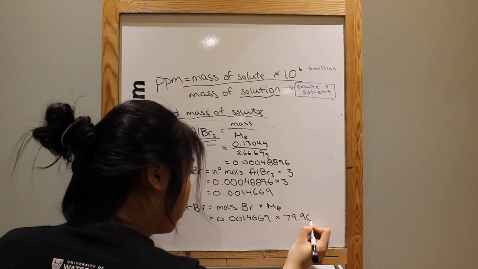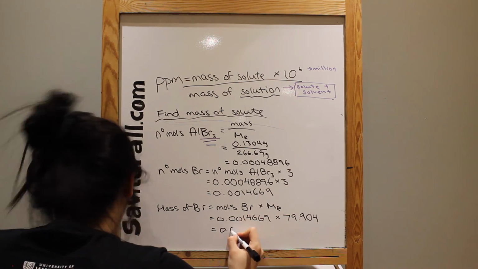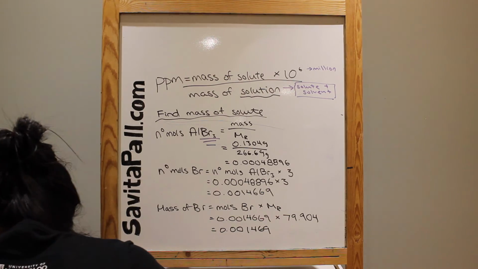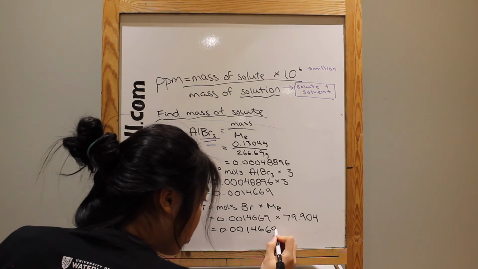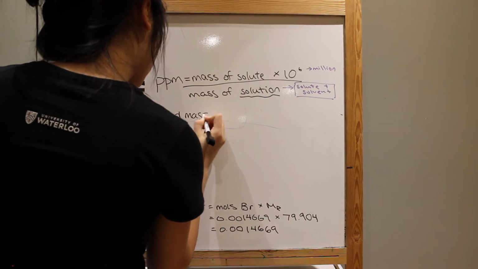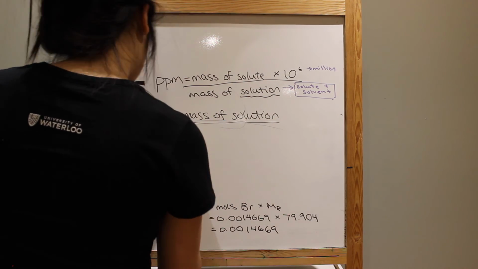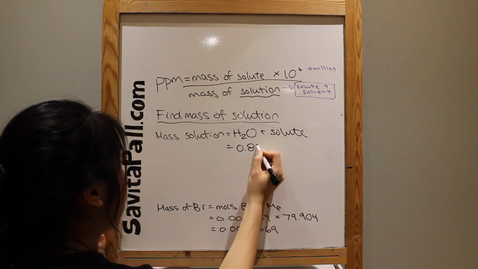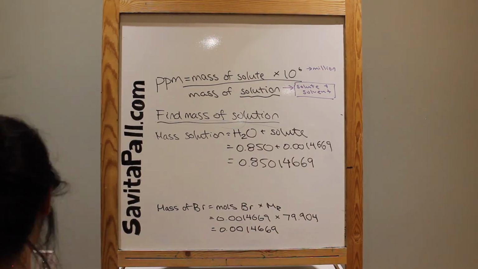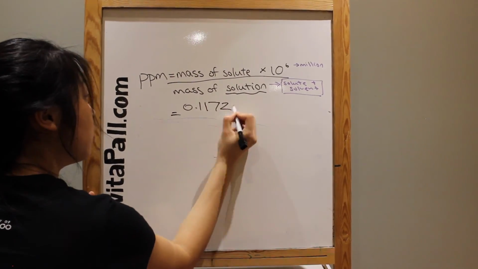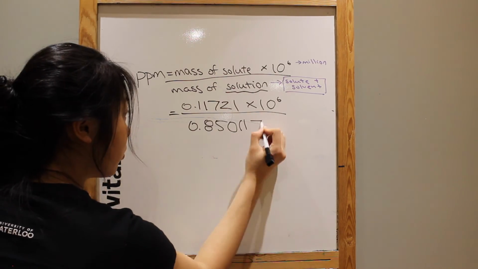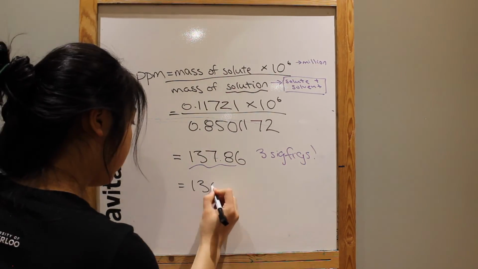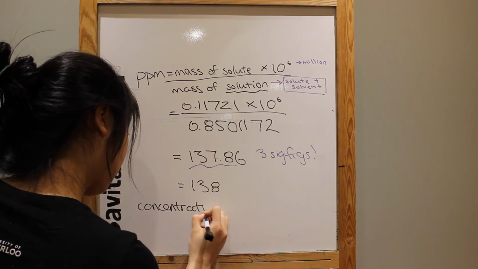So note that there's actually a mistake in the video, and there's actually 0.117721 grams of bromide and not 0.00146669 like it's shown in the video. Our next unknown is the mass of the solvent. To get the total mass of the solvent, make sure that you add the mass of the solute to the mass of the solvent to get the total mass and not just the mass of the water. Now that we have all of our unknowns, we can finally solve for the concentration of the solution. Therefore, the concentration of bromide ions in this solution to 3 sig figs is 138 parts per million.